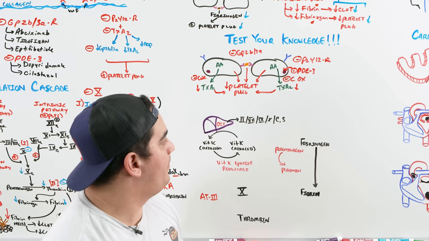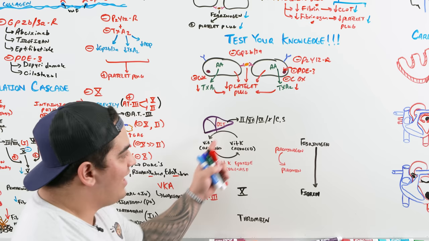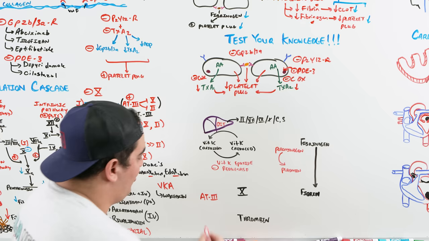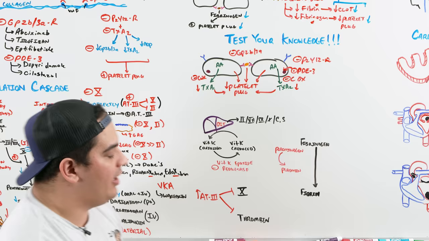Next thing is if we wanted to use drugs to specifically inhibit what specific enzyme in this process that makes functional factors 2, 7, 9, 10, C and S, we have to inhibit this enzyme. What's this enzyme here? Vitamin K epoxide reductase. Which drug does this one? Warfarin.